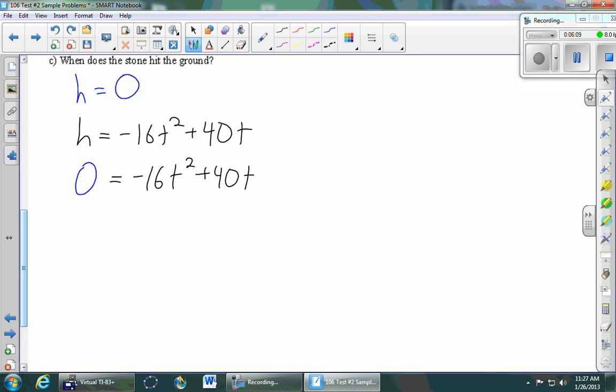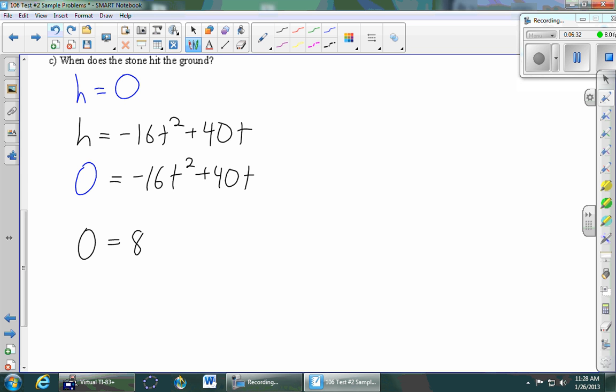You're welcome to use the quadratic formula, but because there's no constant term over here, like there could be a +7 there at the end, it turns out it's quite easy to factor any quadratic equation when there's no constant term, because you can factor out the greatest common factor from all the terms. So what goes into 16 and 40? Well, I guess 8 goes into both of those numbers, so I'll factor out an 8.